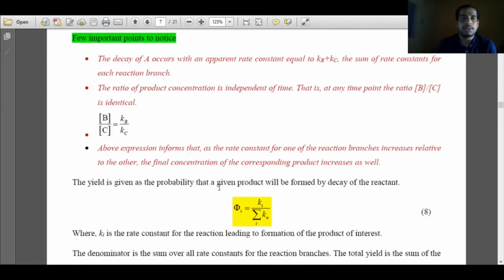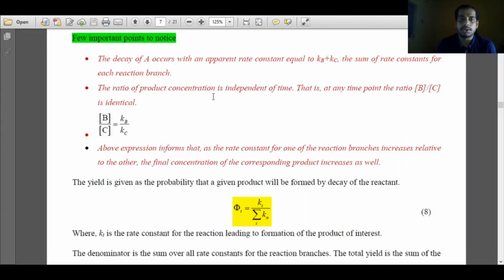So a few important points to note: the decay of A occurs with an apparent rate constant equal to Kb plus Kc. We have seen in our decay expression for A, the exponential decay depends upon both Kb and Kc. It is a weighted factor of both the contributions, both the rate constants, that is the rate constant for formation of B and the rate constant for formation of C.